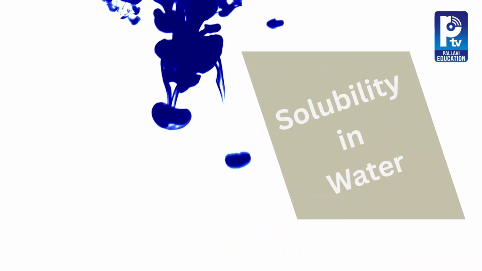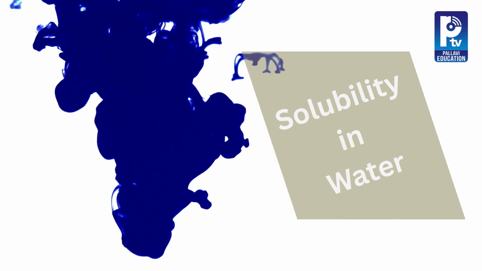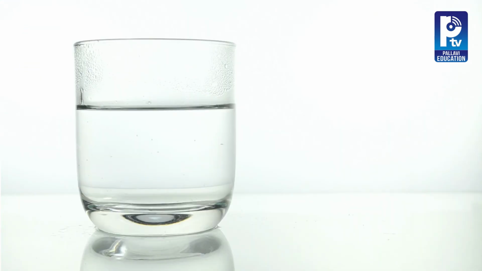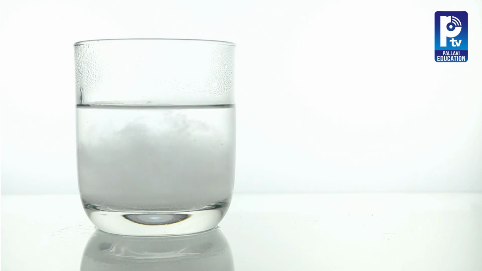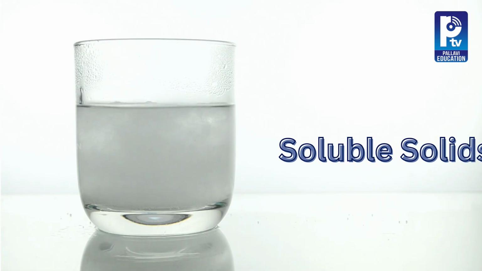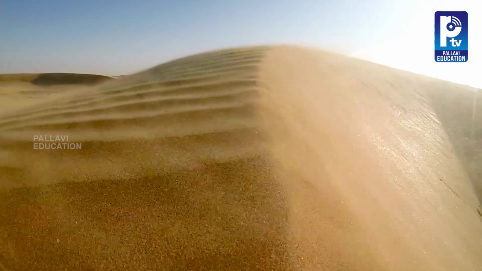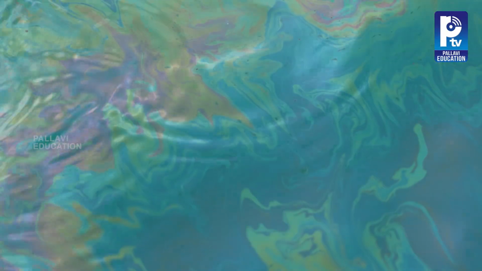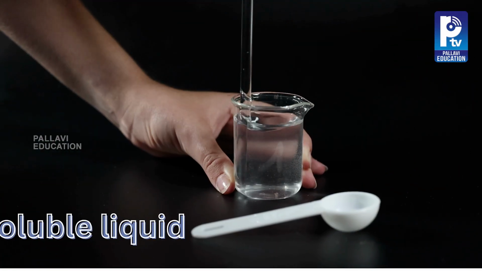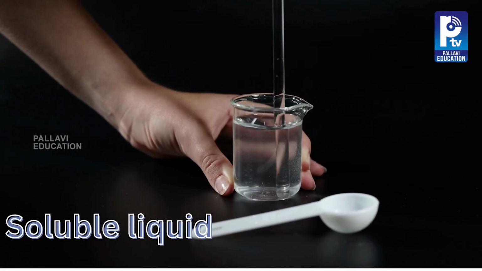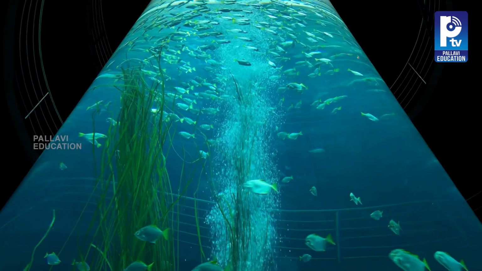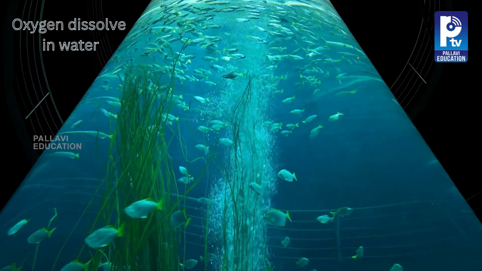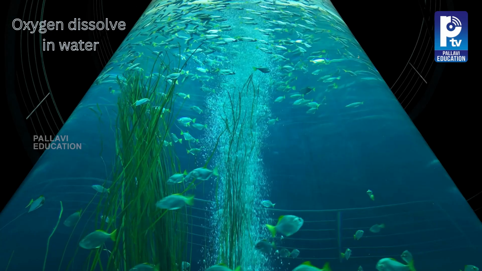Solubility in water. Solubility means how well something dissolves in water. Let's look at some everyday examples of solubility. Sugar and salt dissolve easily in water. These are called soluble solids. Sand doesn't dissolve, it's an insoluble solid. Oil floats on water and doesn't mix. That makes it an insoluble liquid. Alcohol mixes well with water. It's a soluble liquid. And even gases like oxygen can dissolve in water. That's how fish breathe underwater.